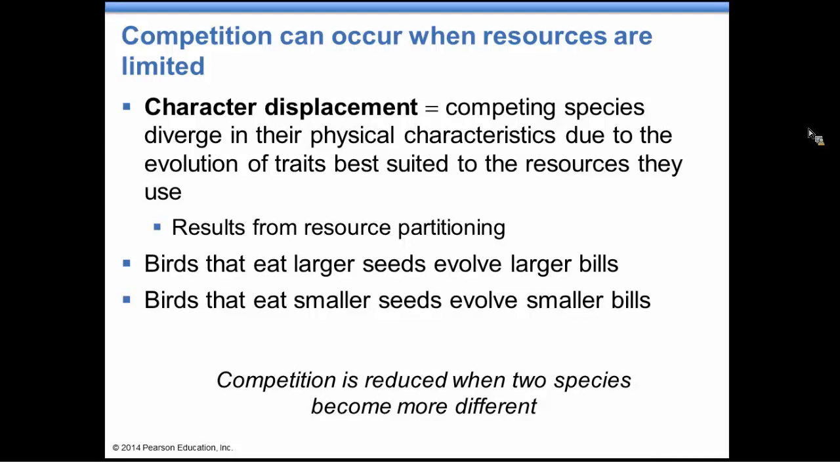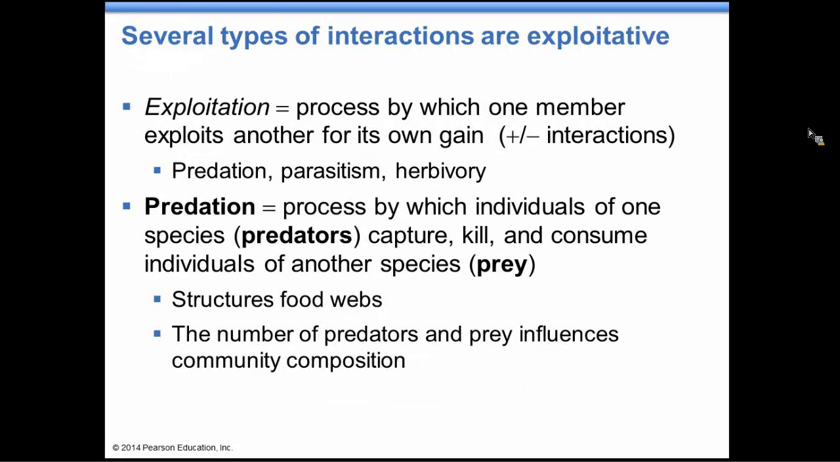So basically, competition is just reduced when two species become more different. This is what this is saying. Several types of interactions are exploited, and one type is predation, the process by which an individual of one species, the predator, hunts, captures, kills, and consumes individuals of another species, or the prey. Predation can sometimes drive cyclical population dynamics and has evolutionary ramifications.